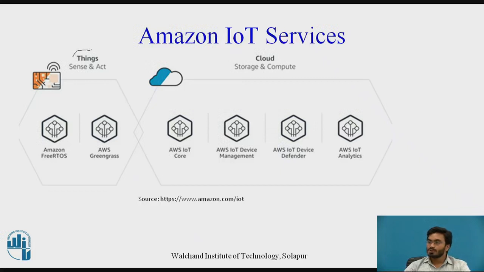It has two small sections called Things and Cloud. Things is where Amazon supports two things: either Amazon Greengrass or Amazon FreeRTOS. We'll go into a little more detail about what all these services are in short, and then we'll discuss the basic costing structure in our upcoming video.